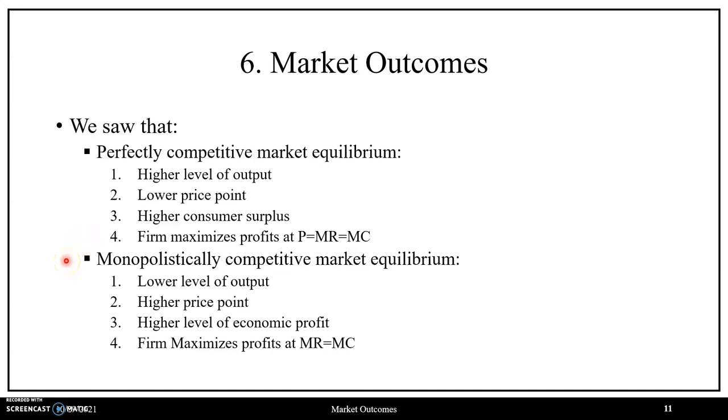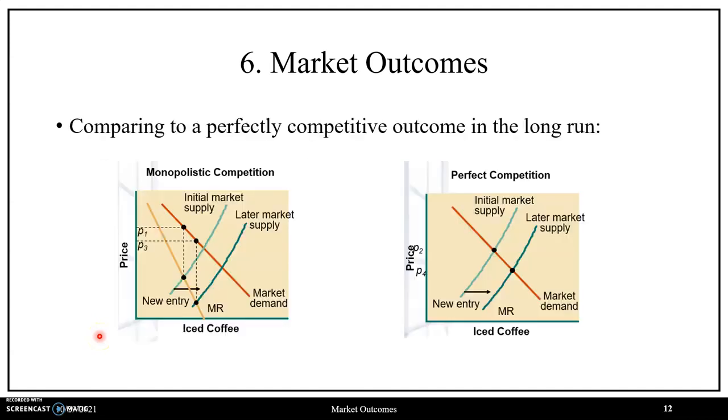Whereas for the monopolistic competitive market equilibrium, we saw that there was a lower amount of output in equilibrium with a higher price point in which higher levels of economic profits were possible, and firms maximized profits at the rate of marginal revenue is equal to marginal cost.